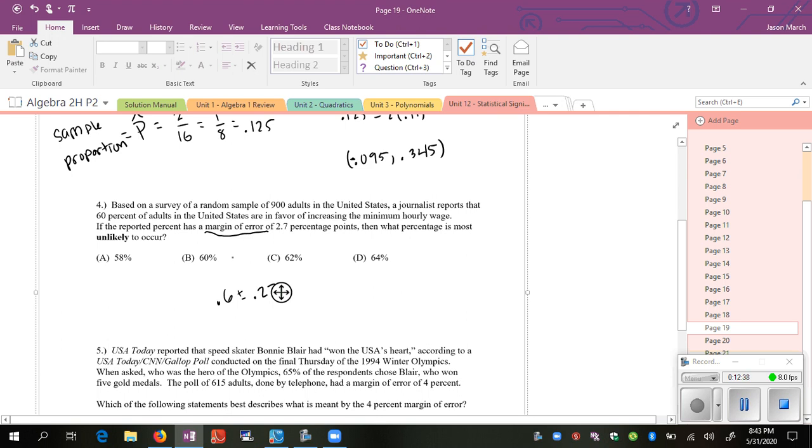What percentage is most unlikely to occur? The answer to this is just the percentage that is outside of our confidence interval. So our upper bound is going to be 0.627, or 62.7 if you like to leave it in percentages. And our lower bound is going to be 0.573. And you can see that this is within it, this is within it, this is within it. It's this one that's outside the confidence interval.